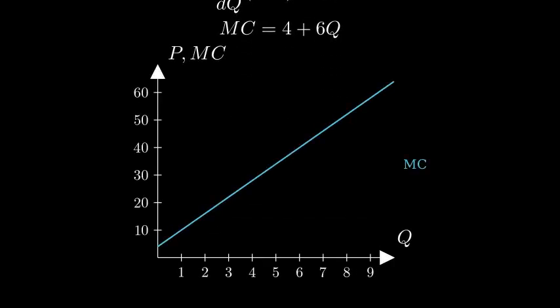For part B, we need to show the firm's demand curve. In a competitive market, firms are price takers, meaning they can sell any quantity at the market price. Therefore, the demand curve is a horizontal line at $40.